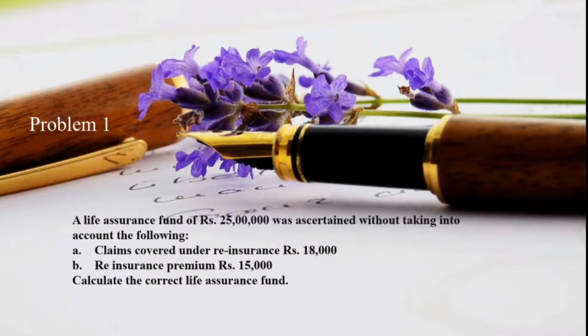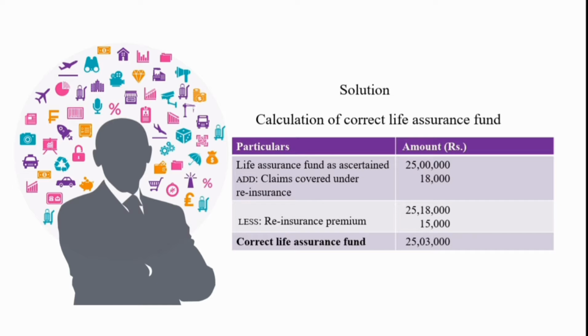Problem 1. A life assurance fund of rupees 25 lakhs was ascertained without taking into account the following. Claim covered under reinsurance rupees 18,000. Reinsurance premium rupees 15,000. Calculate the correct life assurance fund. From this given information, correct life assurance fund to be calculated. Now we will see the computation of correct life assurance fund.